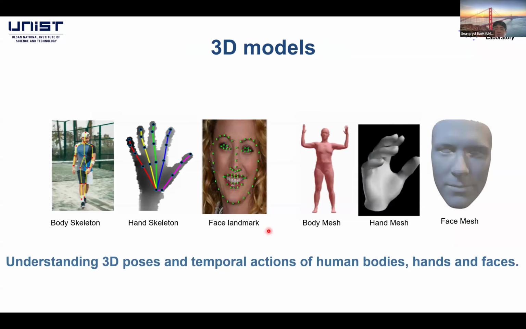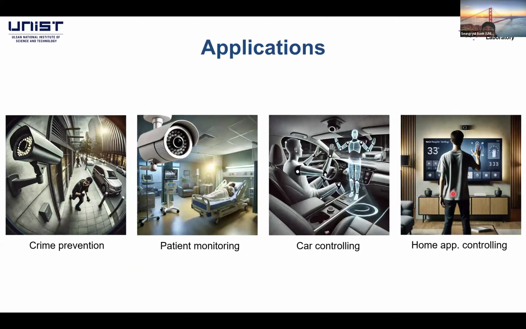I introduced only the hand domain, but bodies and faces also have skeletons and their corresponding meshes. Body has SMPL, hand has MANO, and face has FLAME or 3DMM. So hand, body, and face all define keypoints and meshes, and similar approaches can be applied to these domains. And there are many applications of this type of 3D pose estimation.